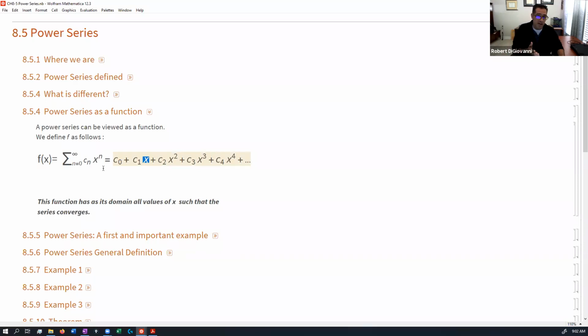For some values of x, it will converge. For some values of x, it won't. And it might be that x is completely irrelevant. It could be that it doesn't matter what x we plug in, it will converge, or it doesn't matter what x we plug in, it will always diverge.